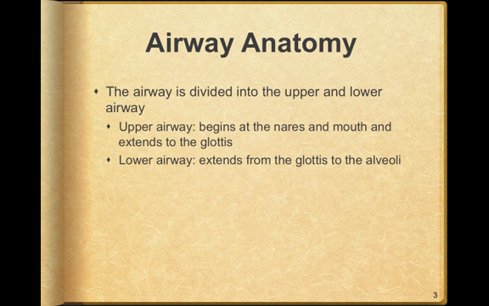So, airway anatomy. The airway is divided into an upper and lower airway. The upper airway anatomy begins with the nares and mouth and extends to the glottis. The lower airway extends from the glottis to the alveoli.